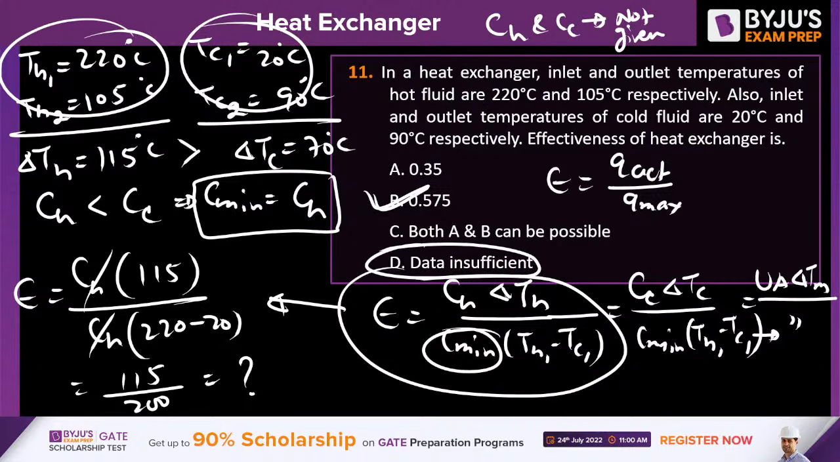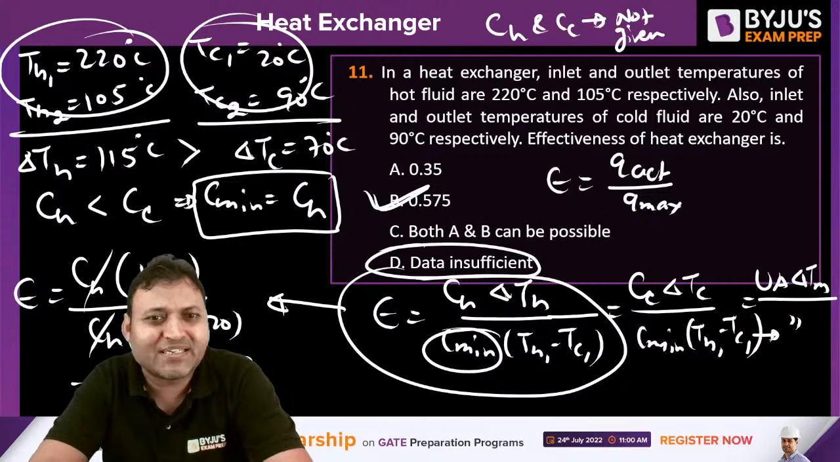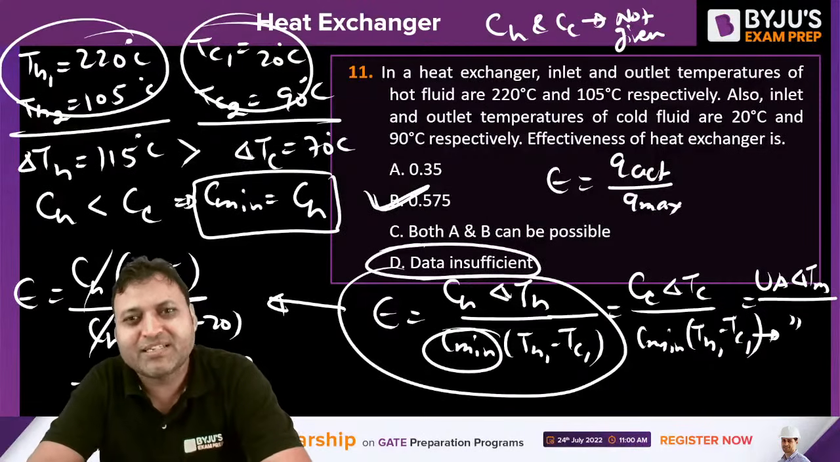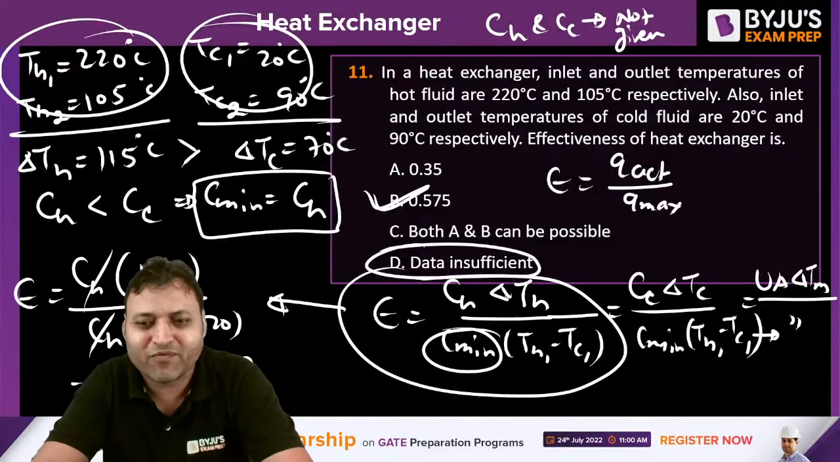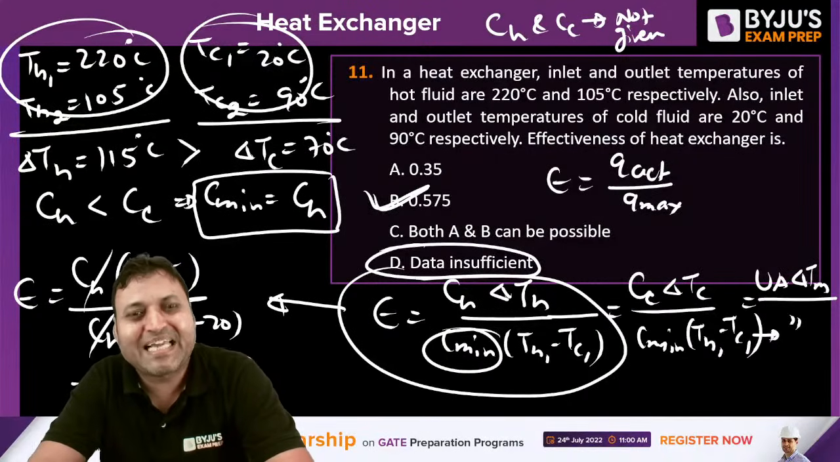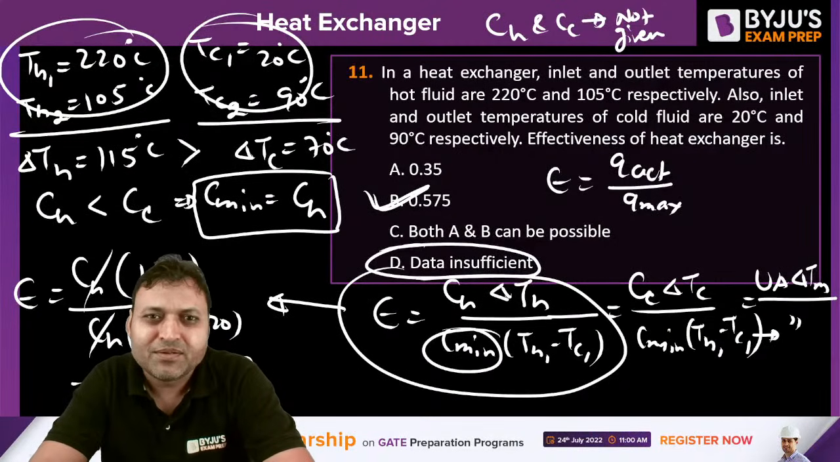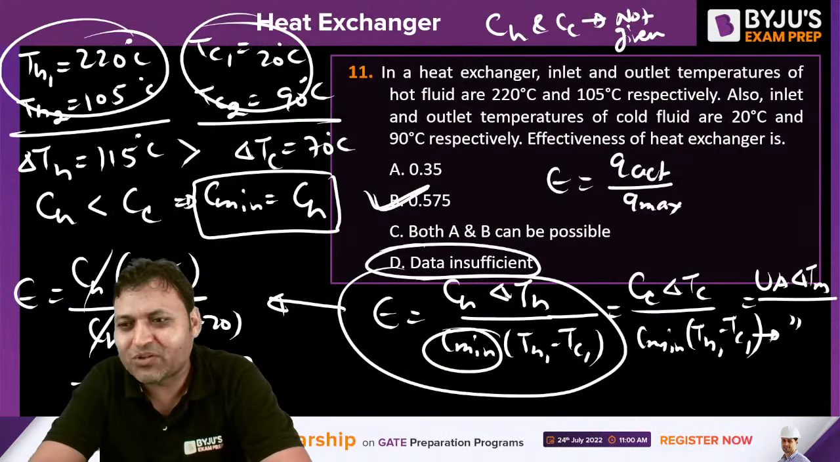0.575. It cannot be 0.35 because the temperatures are given, so we can find out which temperature difference is more, whether for the cold fluid or for the hot fluid. Accordingly, we can find out which heat capacity is more, and we can find out the minimum value of C.